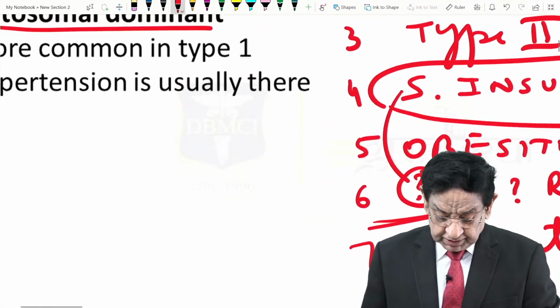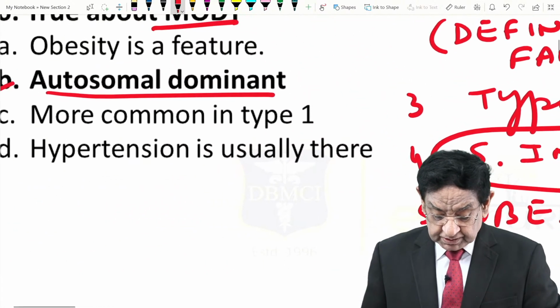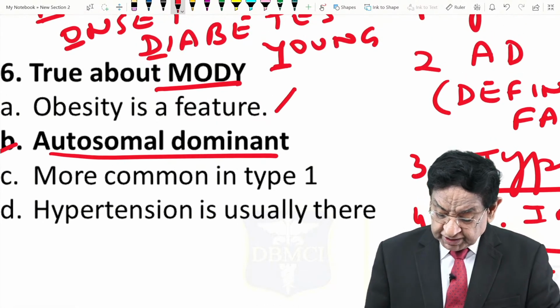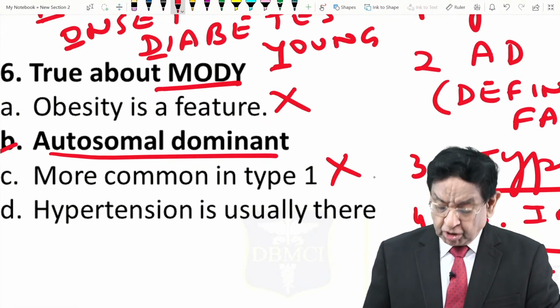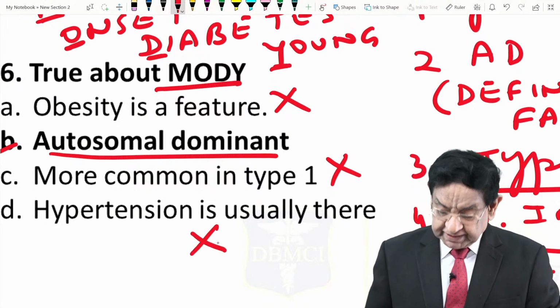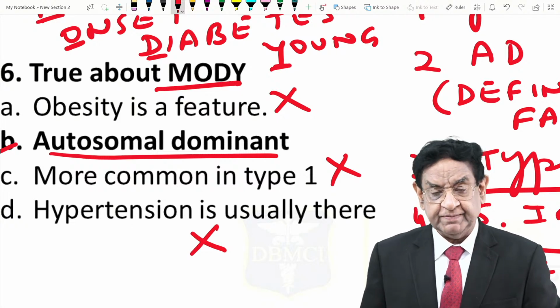So now if you look into this, obesity is not a feature. More common in type 1? No, it is type 2. Hypertension is usually there? No, hypertension is not there. So we are very clear about MODY.